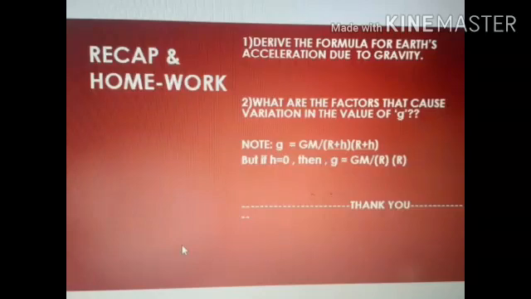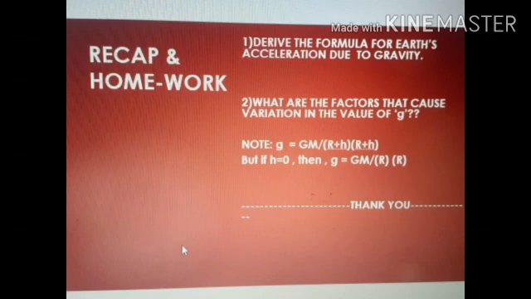So students, let us quickly review what all we have studied today in this class. Today we had derived the formula for acceleration due to gravity. For deriving this formula, we had assumed the earth to be a sphere. Actually, earth is not a sphere, it is oblong in shape, that is flattened at the poles and bulged at the equator. But for this derivation, we have assumed the earth to be a sphere.